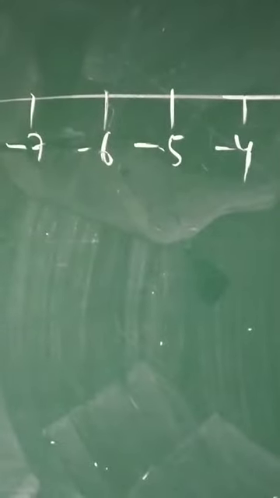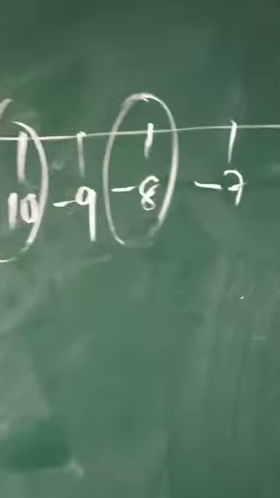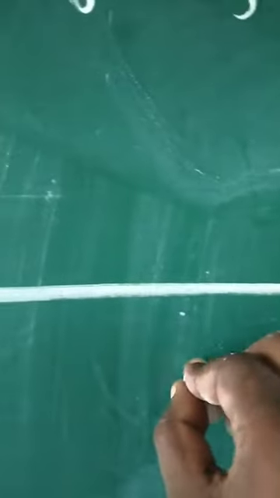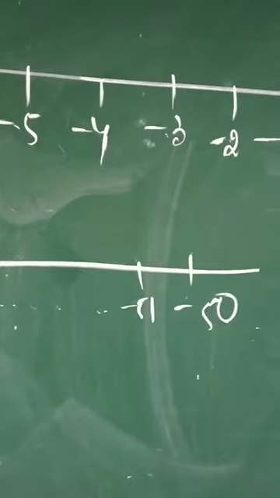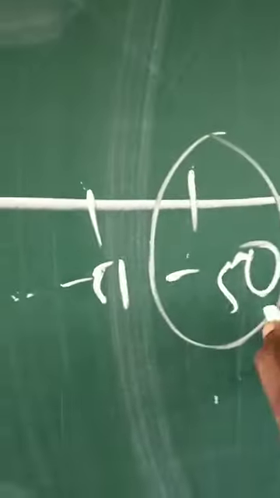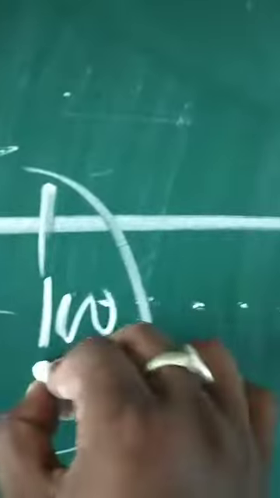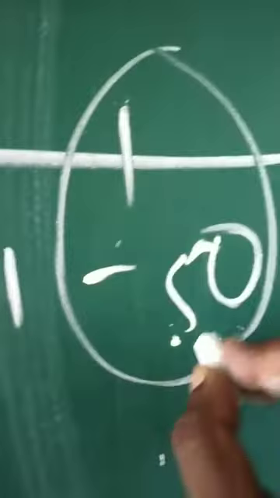The next one is: -100 is to the right of -50. Children, suppose I extend this line, suppose this is -50 and this is -51, -52, -53, and so on till -100. Now the question is whether -100 is to the right of -50. Children, is it true or false? It's a false statement because -50 is to the right of -100, not the other way around. -100 is lying at the left of -50 and -50 is lying at the right of -100.